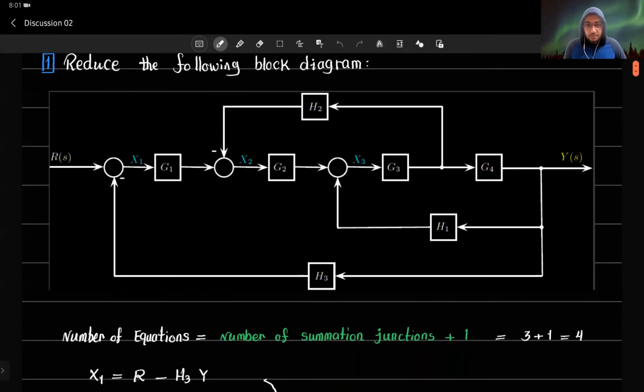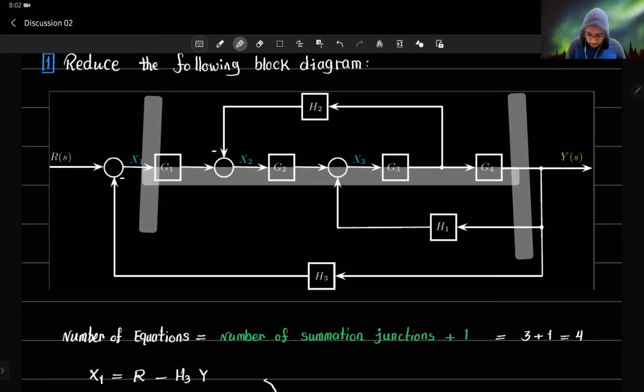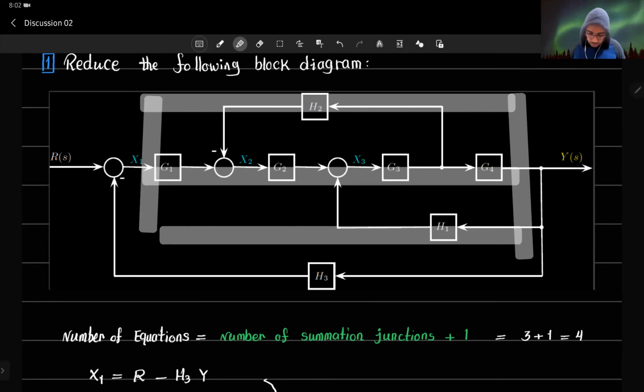There are two methods to reduce a block diagram. The first one is through graph manipulations. This is not my favorite method, but there are some rules that you can find in the book where you can simplify parts of the graph. For instance, suppose that we have this entire block. Let's call this whole thing G star.